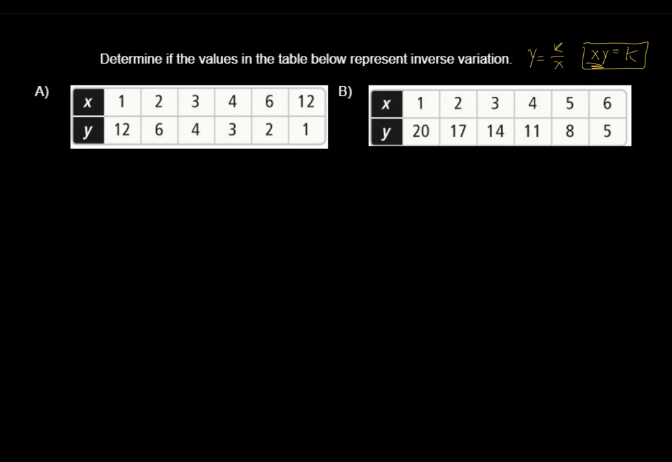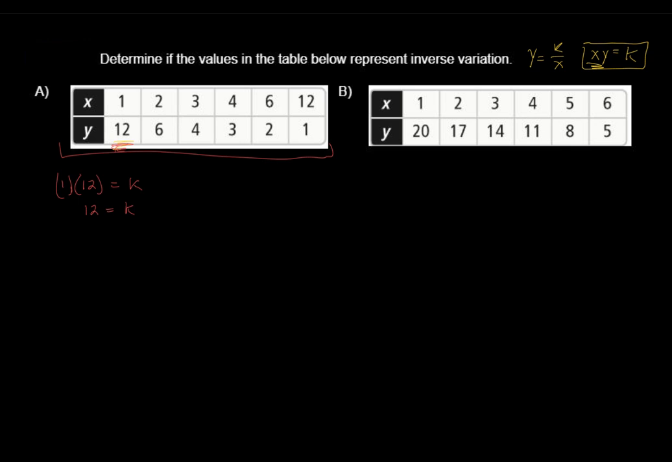So in this first example, if I take my first x and y in the first table here, and I take 1 and multiply it by the value for y, which is 12, that will give me the value for k. In other words, 1 times 12 is 12. So I know k should be 12. So if this table is inverse variation, then that means the k is going to be the same for all of the different combinations of x's and y's. That's what it means to be the constant of variation.